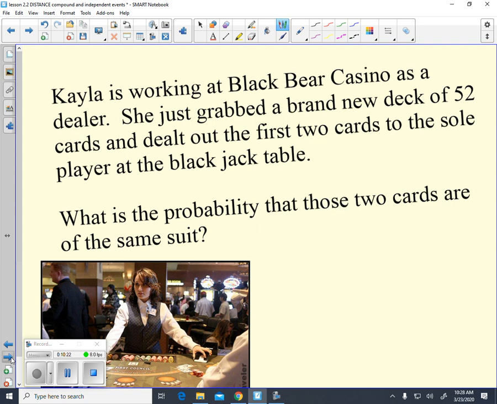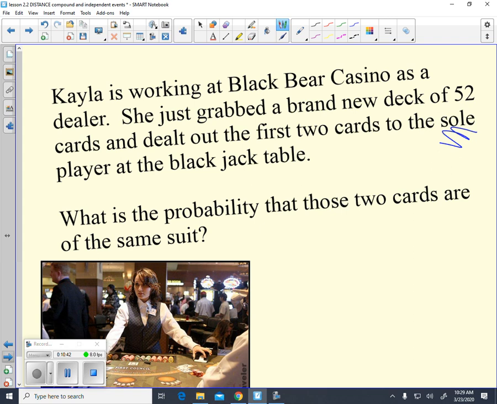Here's another example. Kayla is working at Black Bear Casino. She's the dealer there. There's Kayla in the picture. And she's going to deal out 2 cards to the sole player on the blackjack table. What is the probability that those 2 cards are of the same suit?